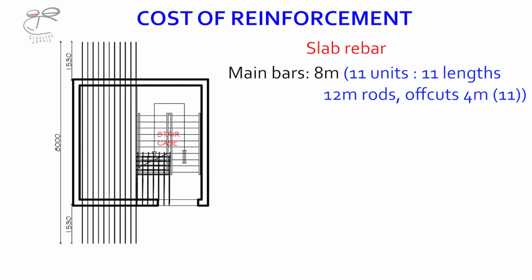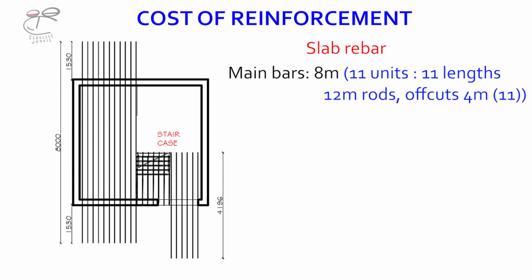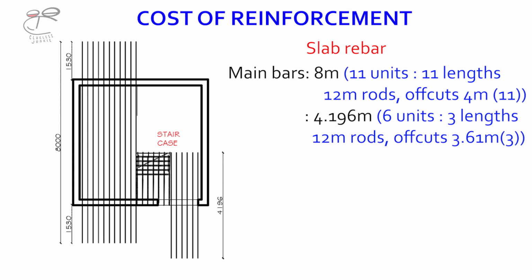So we need 11 lengths of 12 meter rods, and there's going to be about 11 of 4 meter offcuts from that. And then for the other side, that is about 4.196 meter. We'll be needing 6 units of that. So 3 lengths of 12 meter rod should suffice for that.